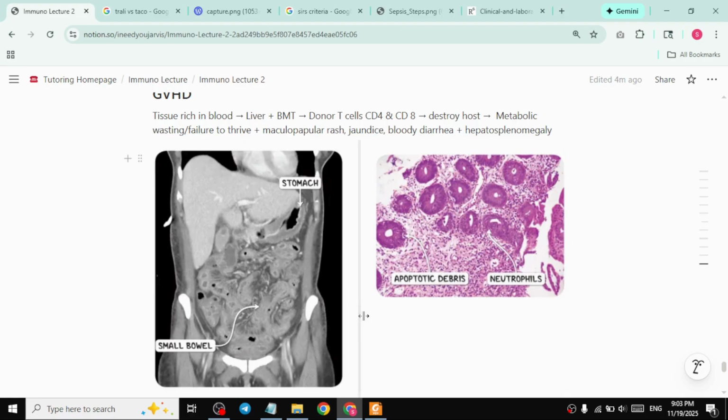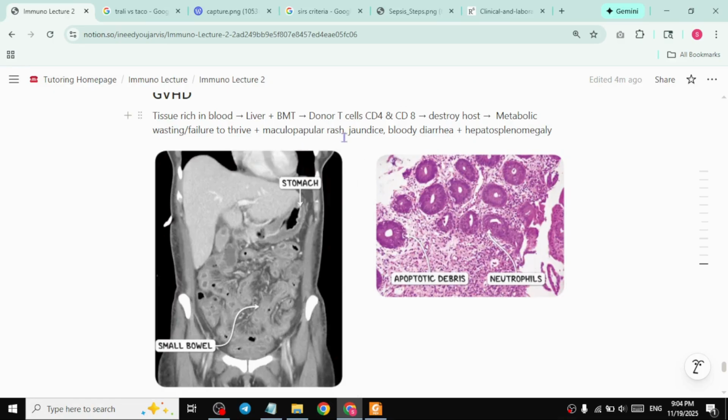Now, while they destroy the host, let's say it's a child who has leukemia. Most of these transplantations for bone marrow are for a child having ALL or something, right? Now, the treatment for ALL is giving them chemotherapy and then bone marrow transplantation, right? Now, within that bone marrow transplant, you start to see that they have something like graft versus host disease, right? So, how is the child going to present?